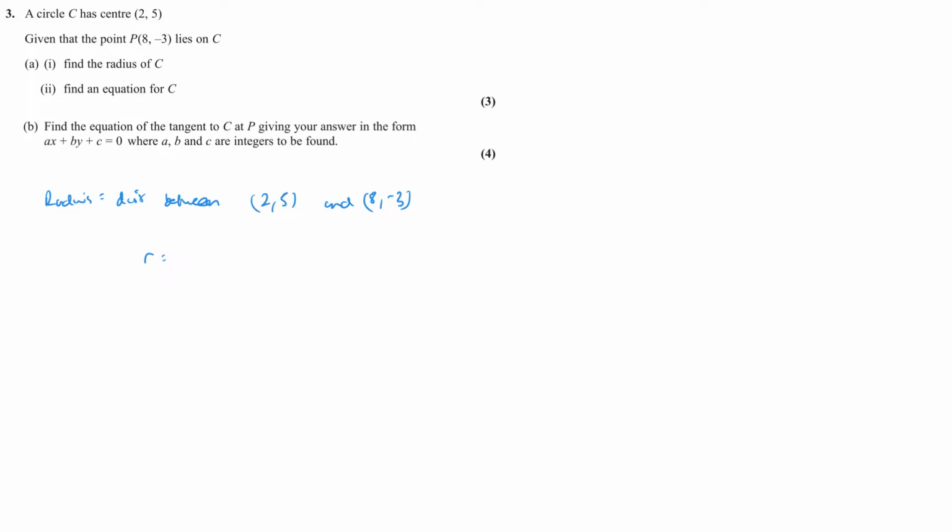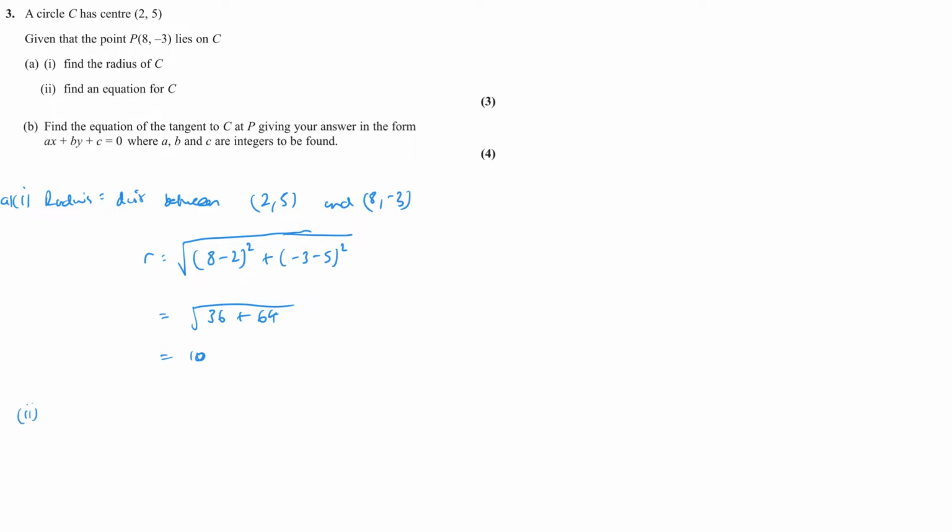So this is just simply Pythagoras. Difference between them, so 8 minus 2 squared plus minus 3 minus 5 squared, and then square rooted. So 8 minus 2 is 6, 6 squared is 36, minus 3 minus 5 is minus 8, squared is 64, 36 plus 64 is 100, so this is going to be a radius of 10. So that's part 1 for A. Part 2, find the equation.